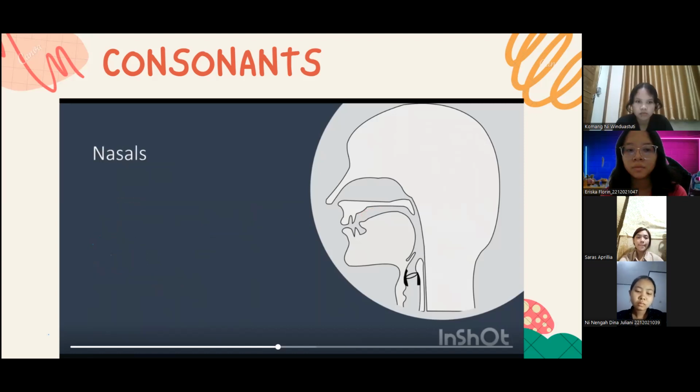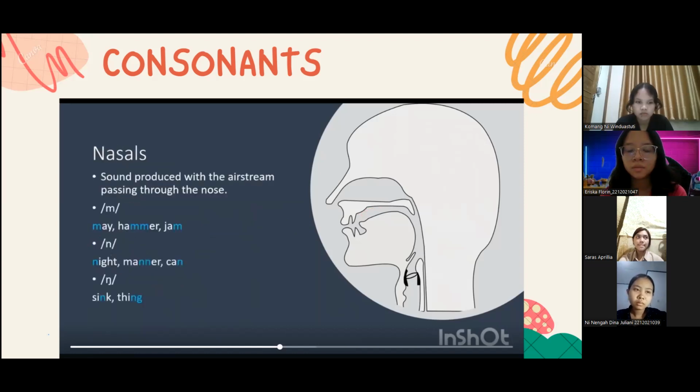The nasals. The m is a bilabial nasal. The n is an alveolar nasal, and we can describe the ng as a velar nasal.